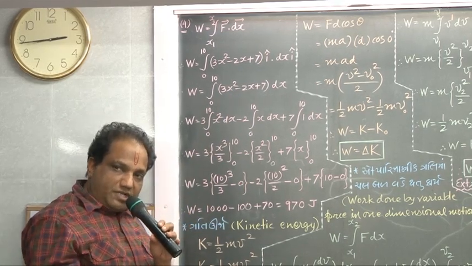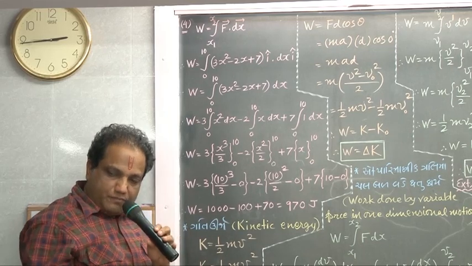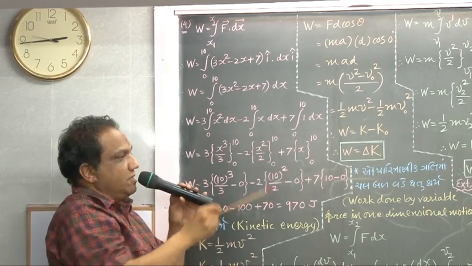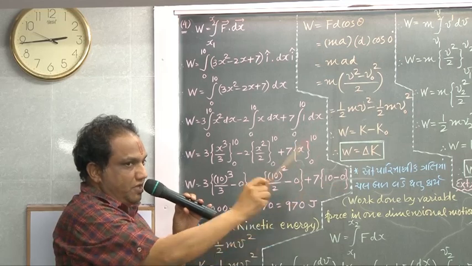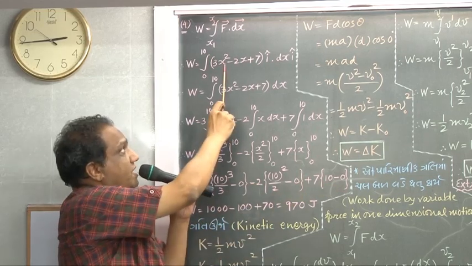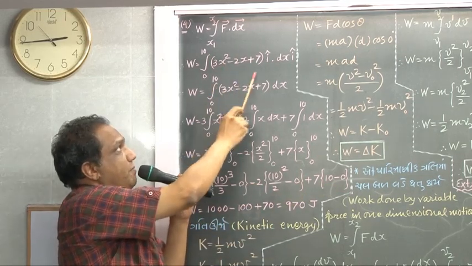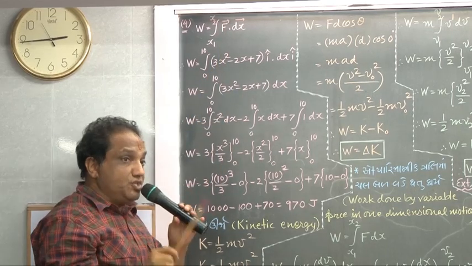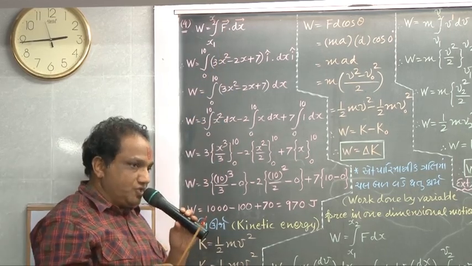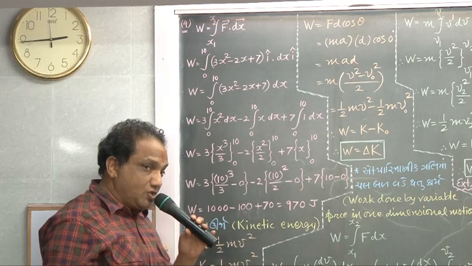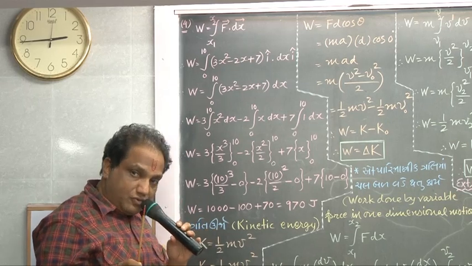How are we sure that that force is a variable force? Because as the position of the body changes during the motion, the x coordinate will change, and depending upon that this force value will change. A force which keeps on changing is called a variable force.